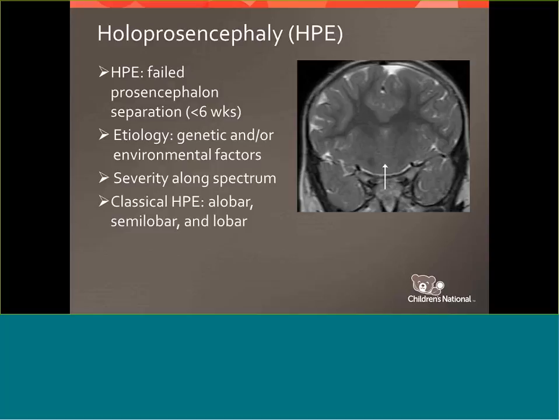Again, I want to underscore this point that there is universal hypothalamic union in classical holoprosencephaly. Here we can see on this image the arrow pointing to the unseparated hypothalamus and subcallosal gyral regions.